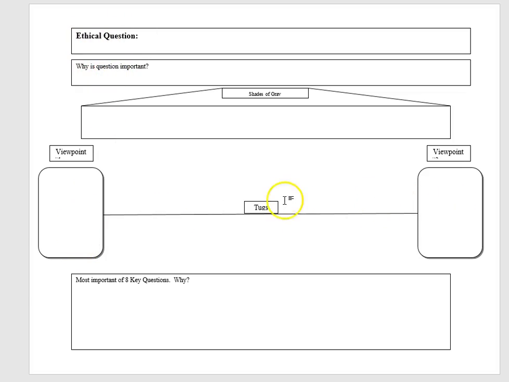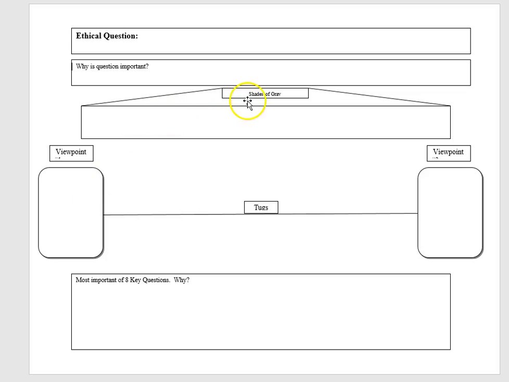Now, this tug here, think of a tug of war, okay? And on a tug of war, you always put the strongest, biggest person back here, on each end. We got two teams tugging against each other. So what you're looking at here is what are the two extreme viewpoints of this question? For some questions, it's easier than others to come up with the extremes. Sometimes it's a little harder.